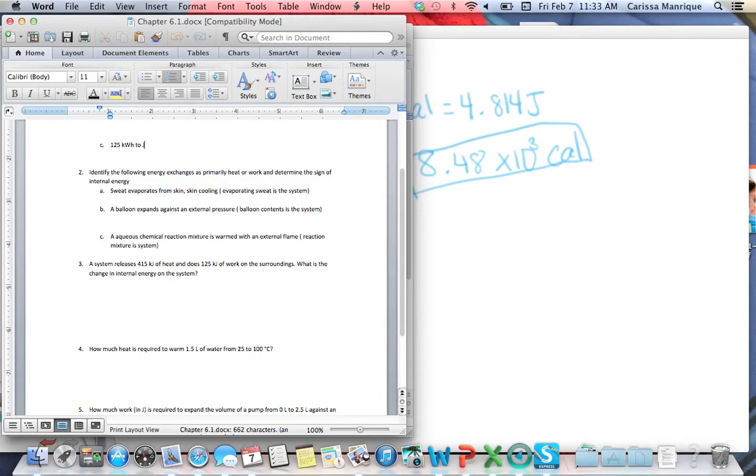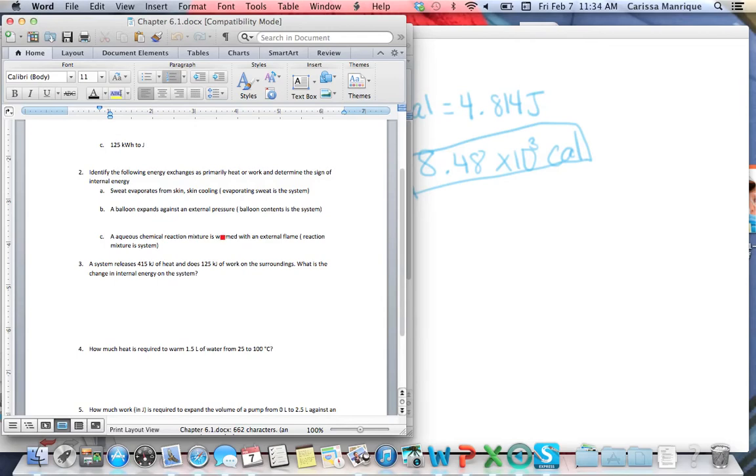Okay? Our last one here, an aqueous chemical reaction is warmed with an external flame. Our reaction mixture is the system. Okay, so let's look. Our reaction mixture is being warmed. So there's heat being put into the system. Okay, since it's going into the system, that's positive. We want heat. Okay, and so we're looking at mainly heat. We're looking at Q, and the sign is positive. Okay, because heat is going into the system.